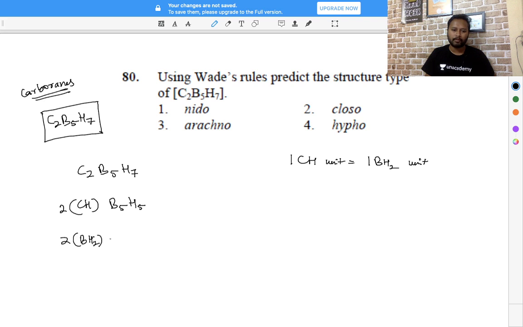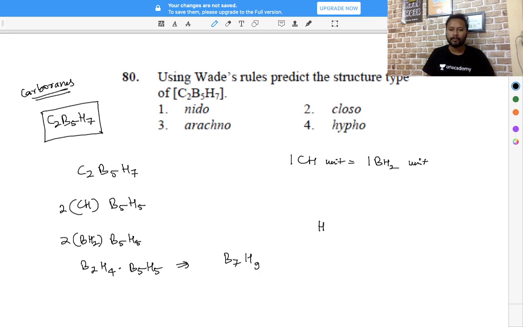Okay, and then you have B5H5. Now if you multiply inside, it will be like B2H4 and then B5H5. Overall, you can write down B7H9. Okay, so you can write it like that. So it's of this form.